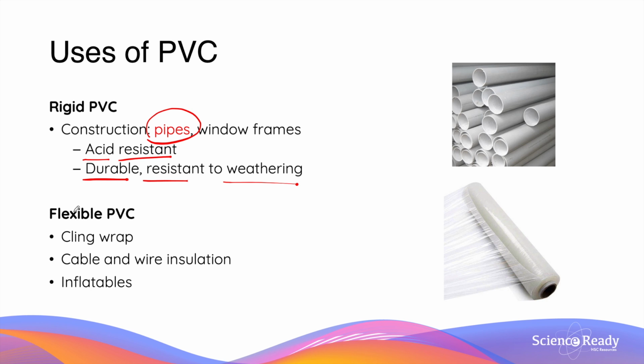On the other hand, flexible PVC is found in cling wraps, cable and wire insulation due to its electrical insulation property, and inflatables as they are very flexible and malleable.